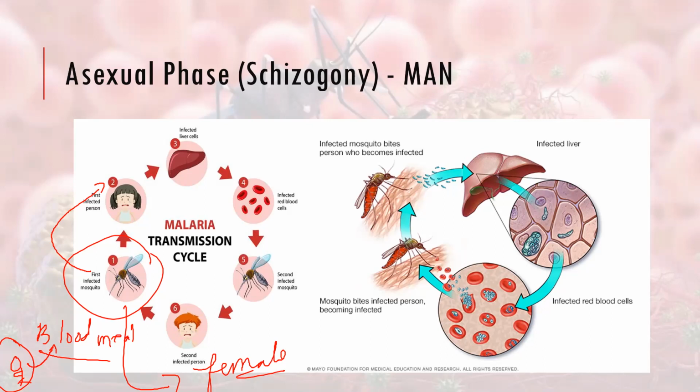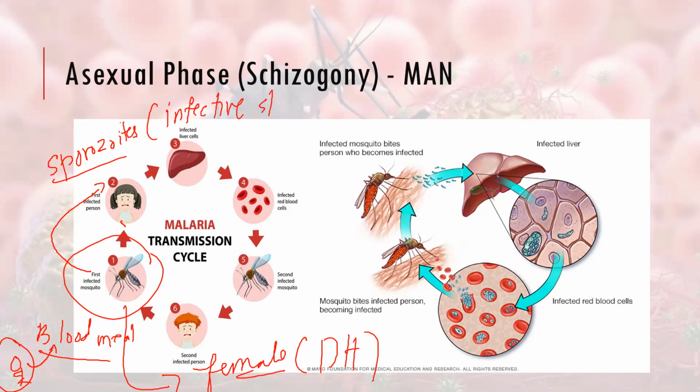The female Anopheles mosquito, which serves as the definitive host, bites the man by injecting sporozoites. Okay? By injecting sporozoites. And take note, people of God, that these sporozoites are considered the infective stage. That is the infective stage that will initiate infection in the human.